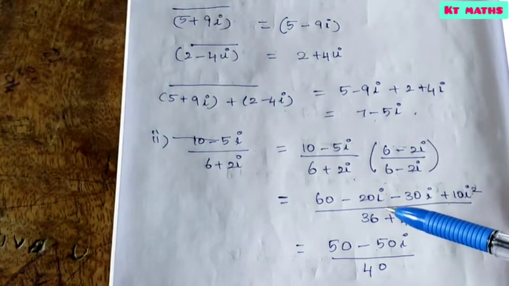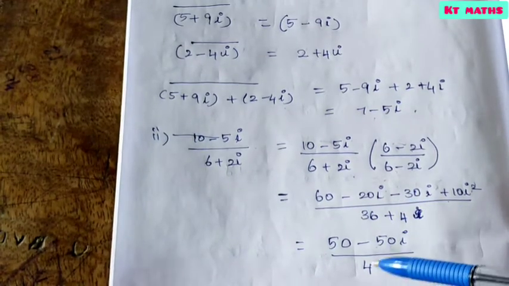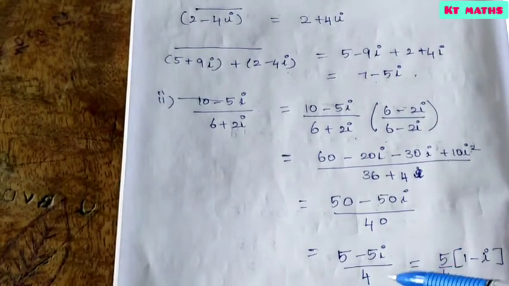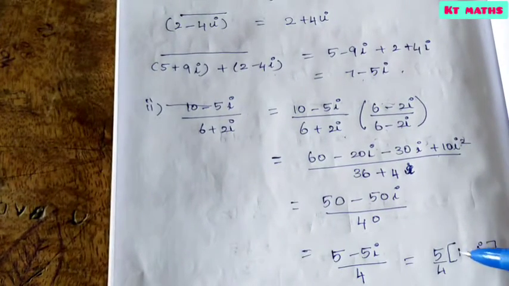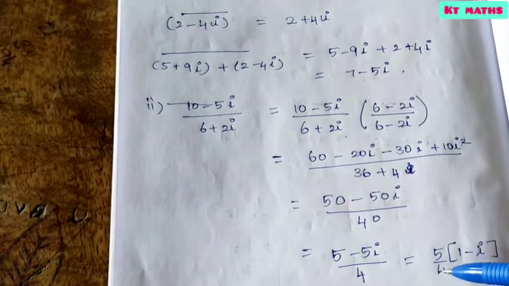Taking 10 common everywhere and cancelling, we get the answer 5 minus 5i by 4, which is equal to 5 by 4 into 1 minus i, which is in rectangular form, that is x plus iy.